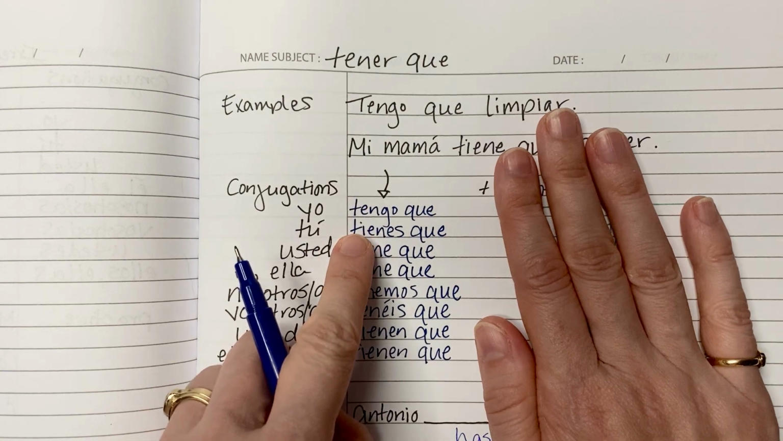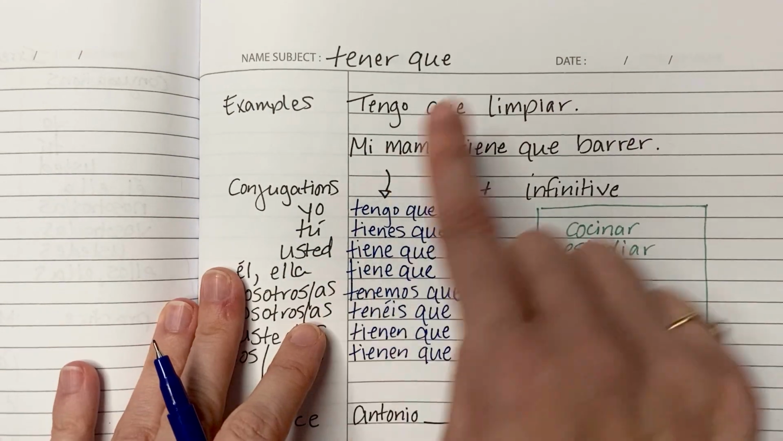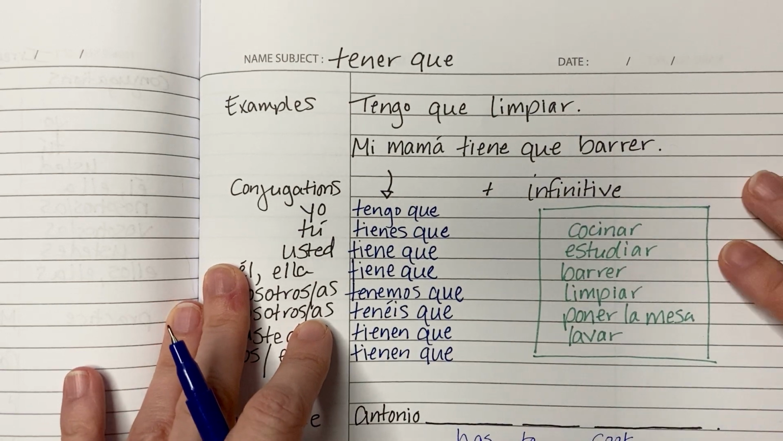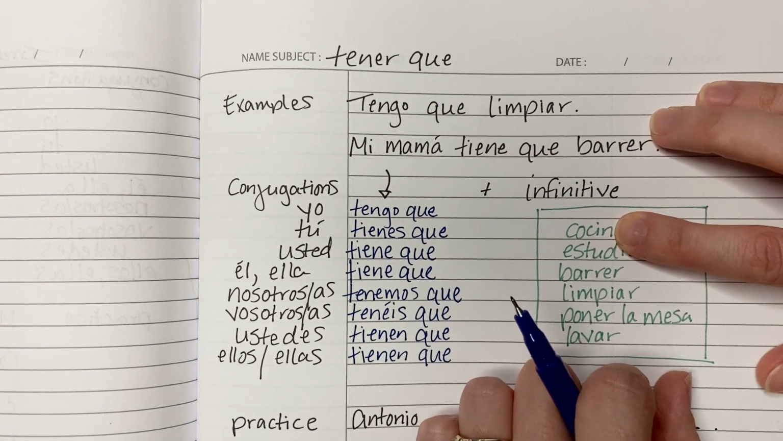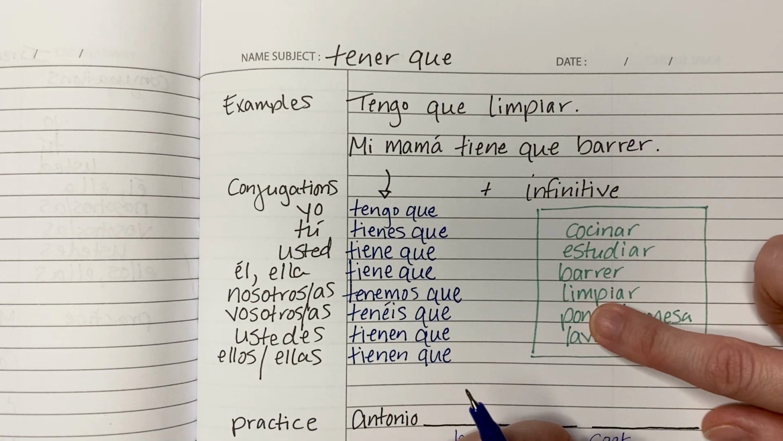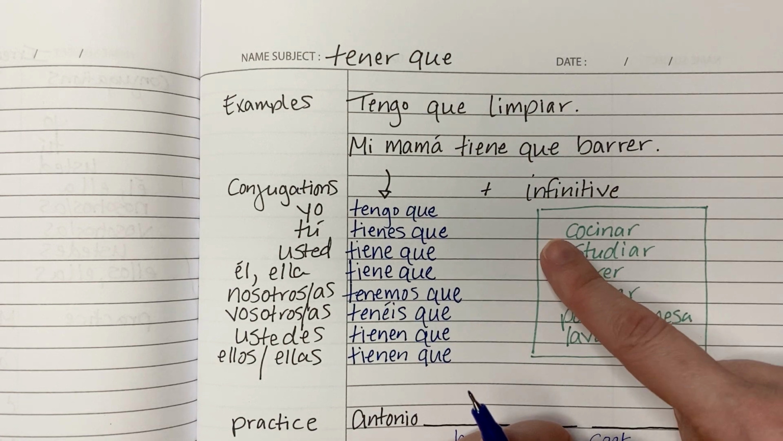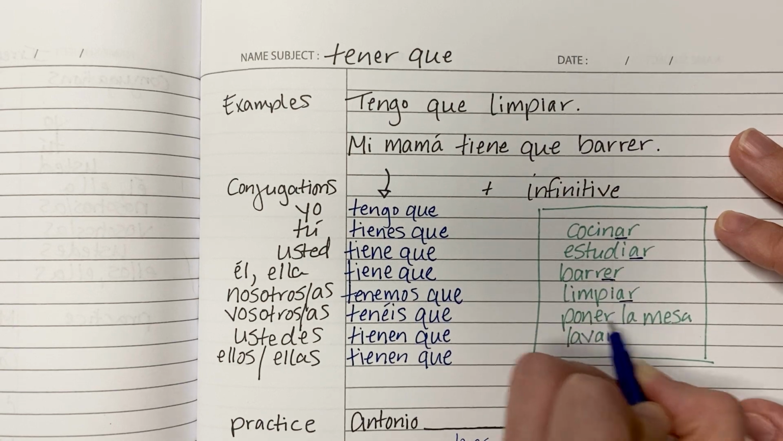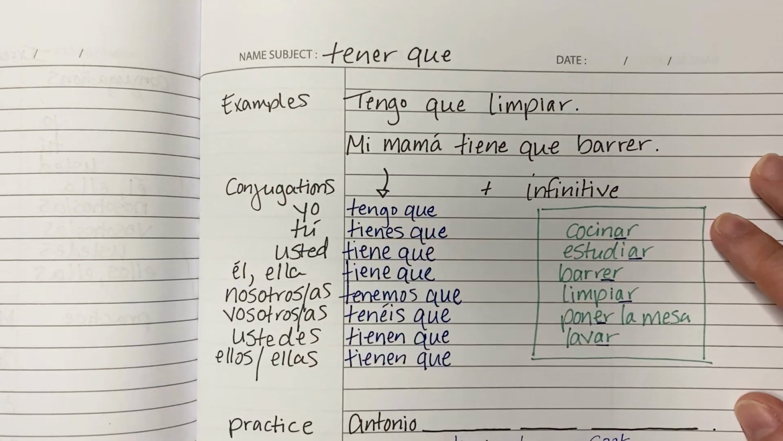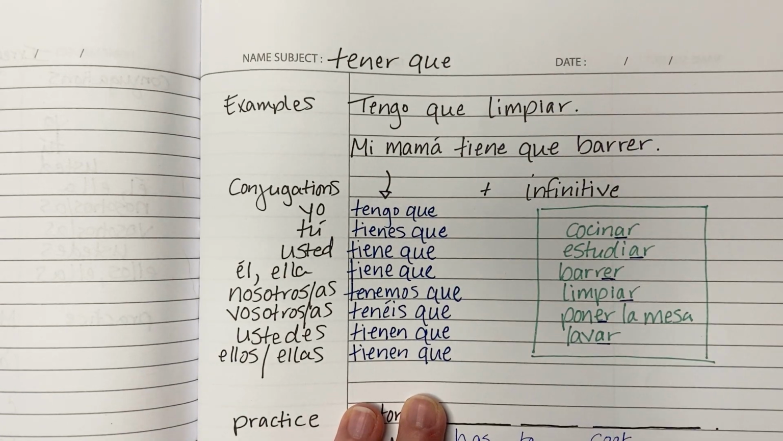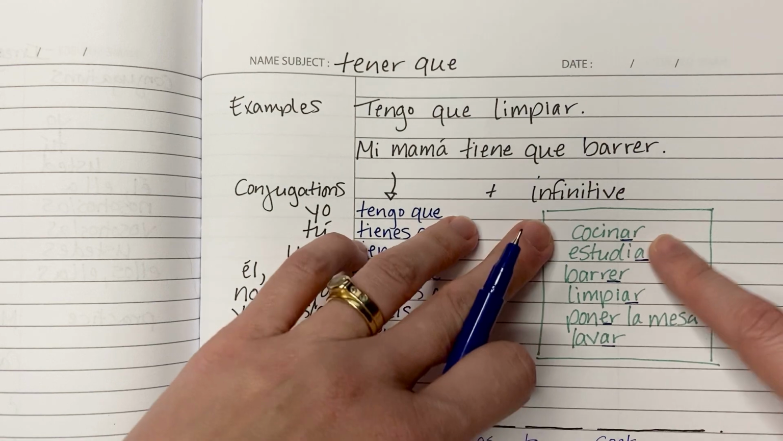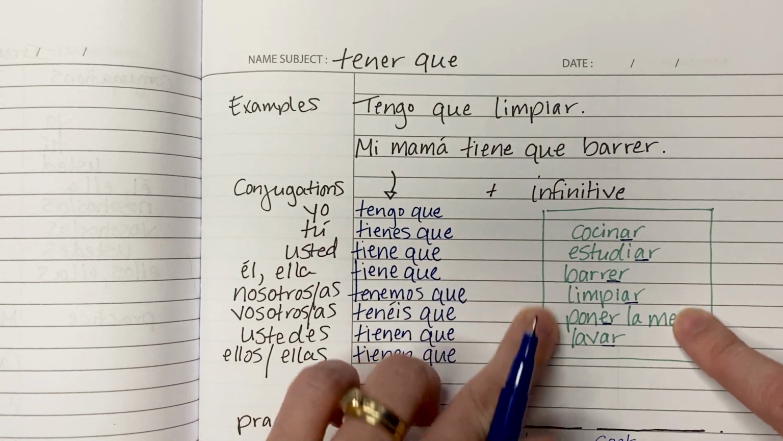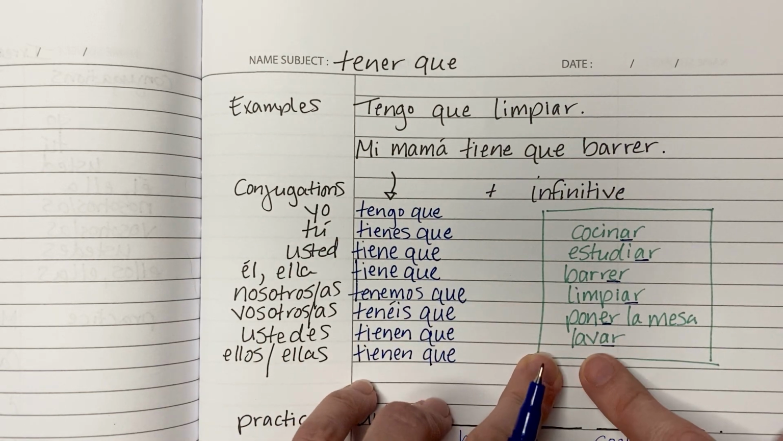All right, so there are all of the conjugations and all of the forms, but that's only half of the phrase, right? I have to, you have to do what? So the second part is we are going to add another verb in the infinitive. What do I mean by the infinitive? I mean that it's not conjugated. We haven't taken off the AR or the ER or the IR and added any other ending. We're just leaving it in the infinitive form, intact, non-conjugated. So for example, cocinar means to cook, estudiar means to study, barrer means to sweep, limpiar to clean, poner la mesa to set the table, lavar to wash.